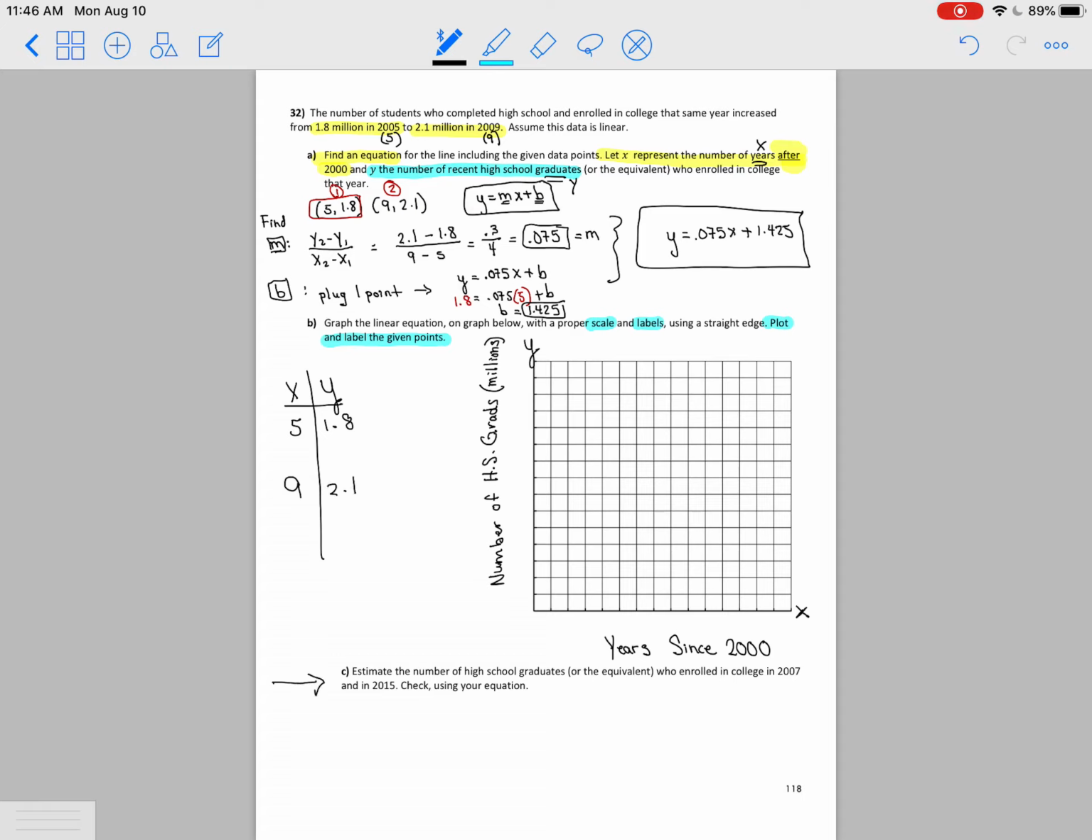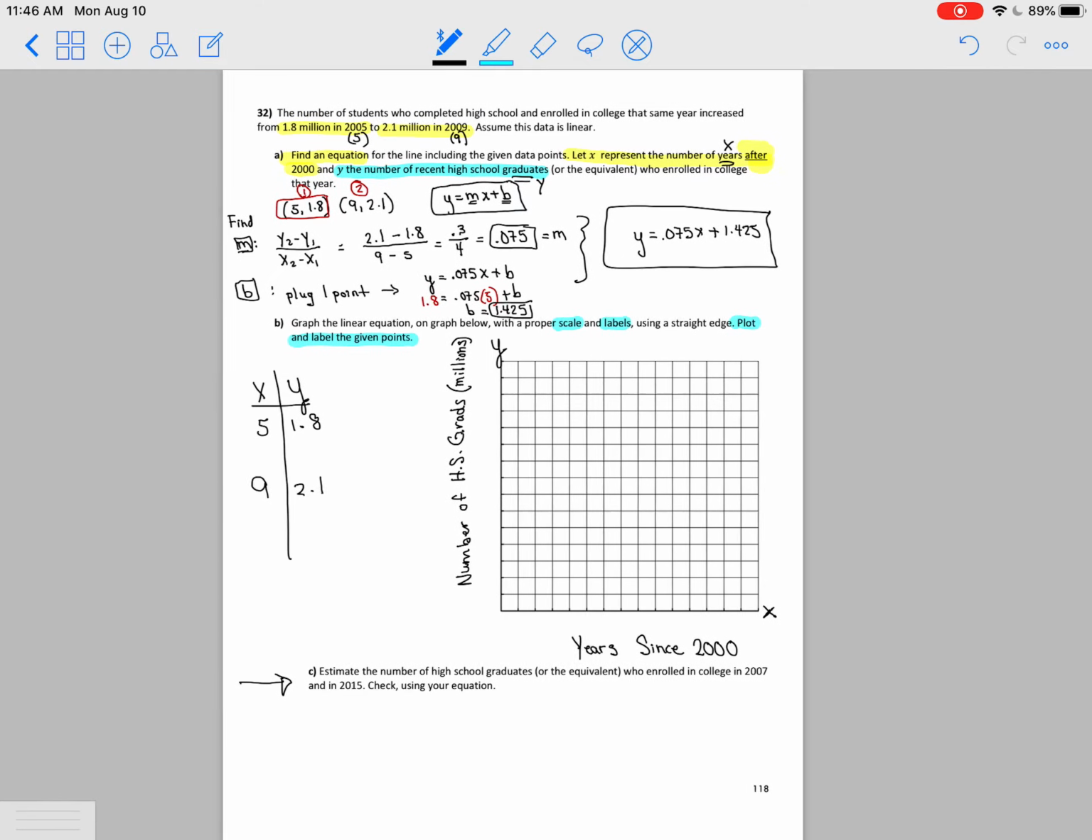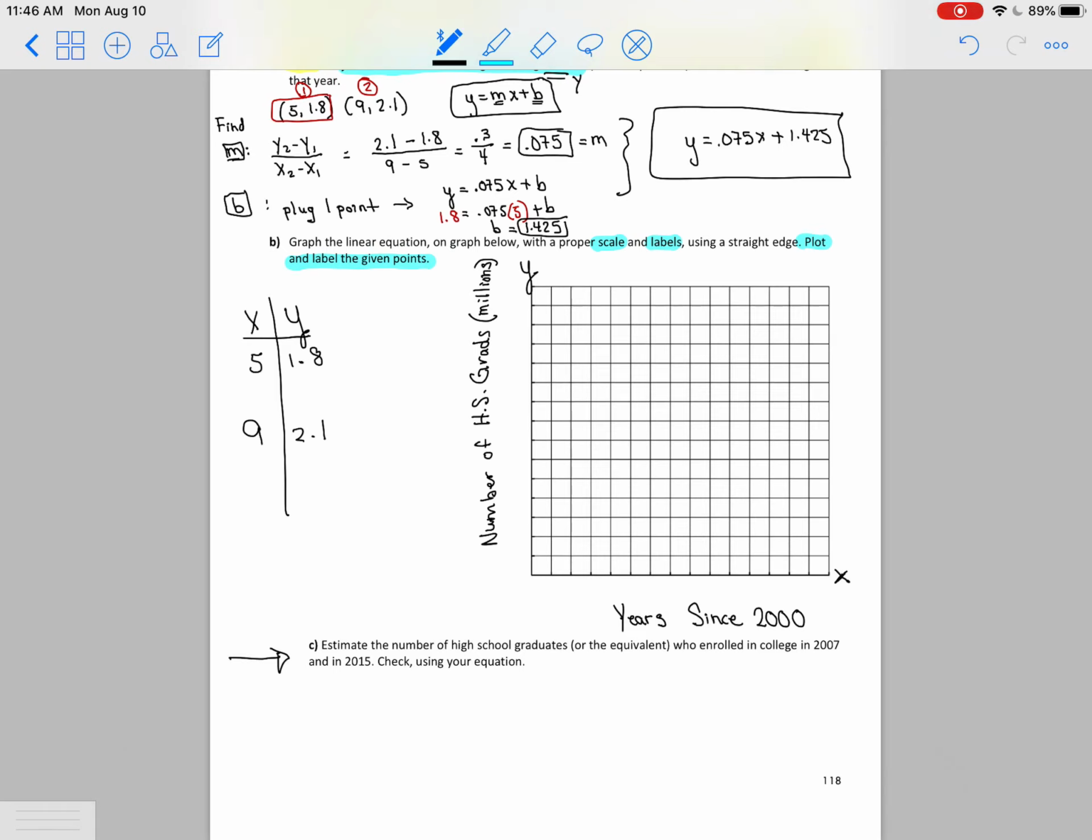And then I would always just look ahead, because a lot of times they're going to have you extend your knowledge of your graph, or do some estimating of other totals based on the graph that you have done. A lot of times I like to incorporate those into my decision making because it helps me to know what my high and low numbers need to be. So in C, it asks us to estimate the number of high school grads who enrolled in college in 2007 and in 2015. And then it wants us to check using our equations. We're going to estimate and then check. Well, you can actually do that the other way around if you'd like to.